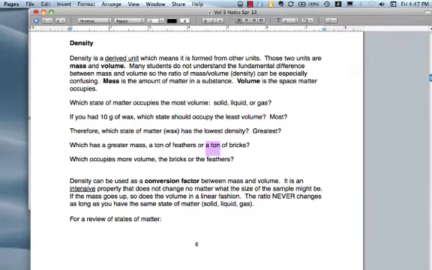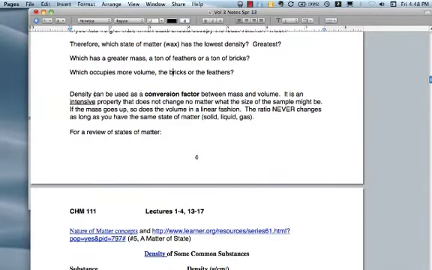Which occupies more volume, the bricks or the feathers? The feathers do. They have spaces in between. They're not densely packed, so they have a much smaller density than the bricks do. Density can be seen as a conversion factor between mass and volume. It is an intensive property that does not depend upon the state of matter. It does depend on the state of matter, we just determined that. It does not depend on the size of the sample.